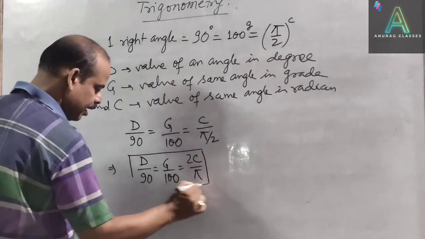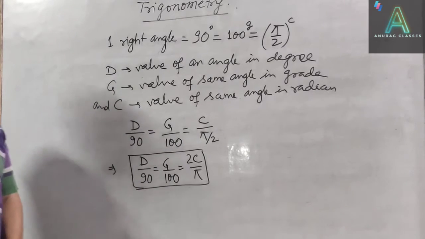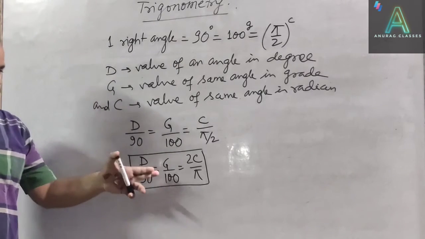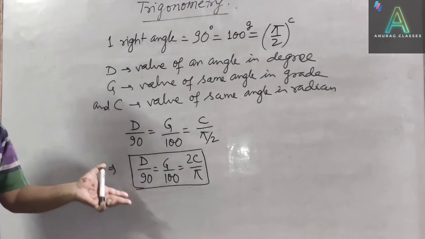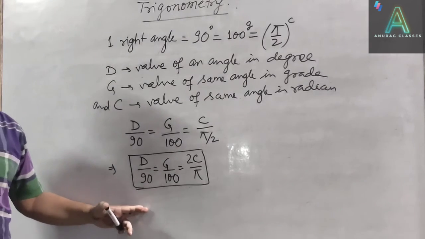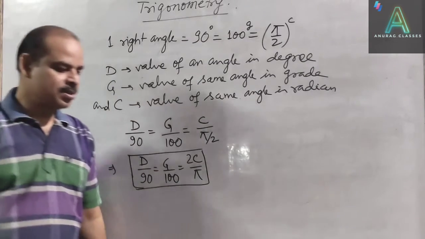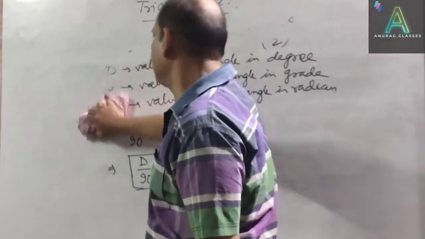So this is an important relation. While trying to convert degree into grade, or grade into radian, or radian into grade, or vice versa, you have to use this formula all the time. It will give you a simplified version. Let us take an example based upon this formula.